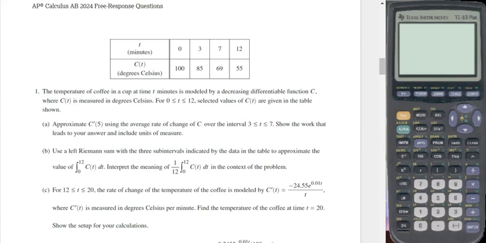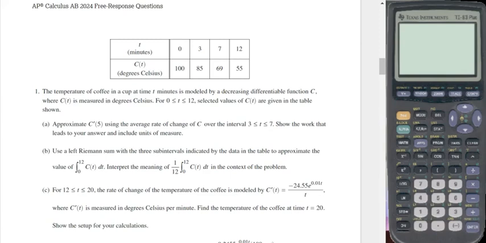So here we have a table of data, and number 1, the temperature of coffee in a cup at time t minutes is modeled by a decreasing differentiable function c, where c of t is measured in degrees Celsius. For 0 to 12, selected values of c of t are given in the table shown. Part A, approximate C prime of 5 using the average rate of change of C over the interval 3 to 7. Show the work that leads to your answer.